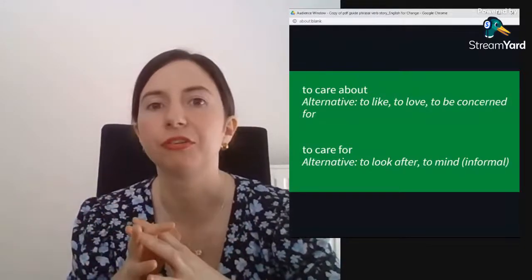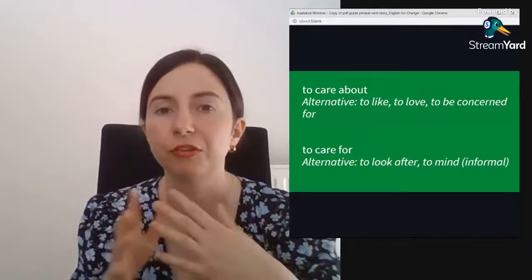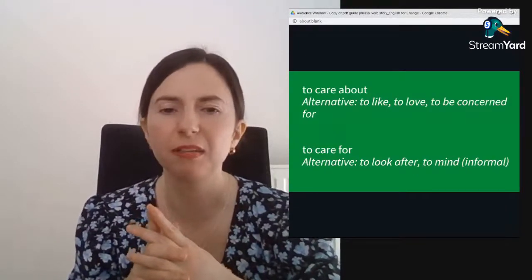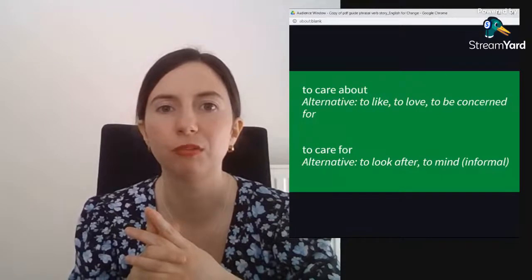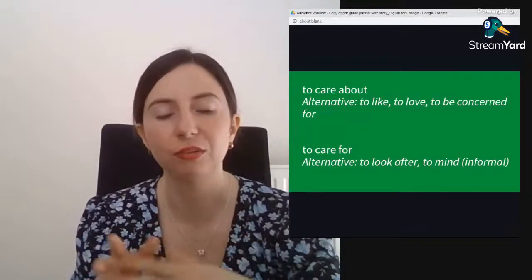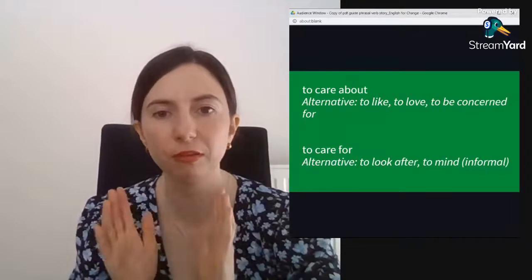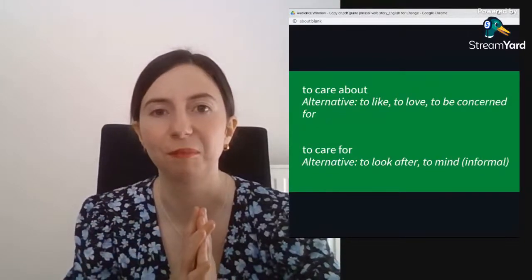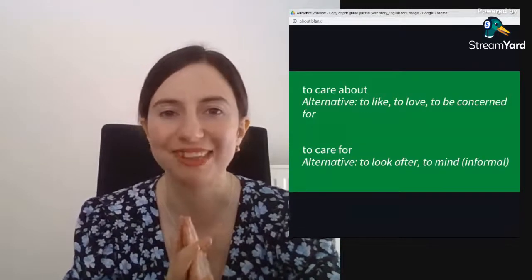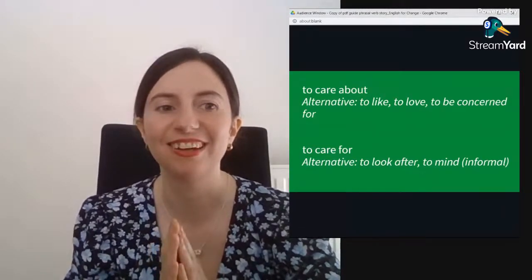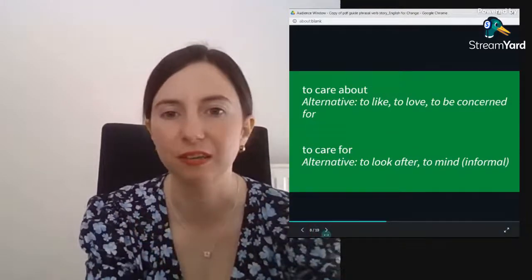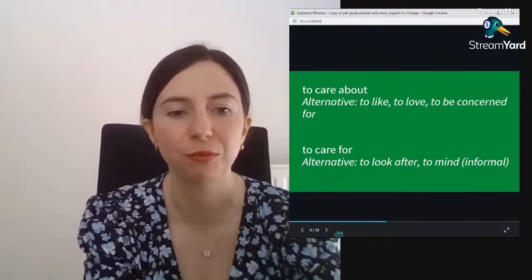But just look after it's completely different in how it is. So also to mind, it's a bit more informal, but you have the word childminder, like a babysitter, to mind a child. So that also could work. So I hope those alternatives are useful because I think you don't want to make that mistake, do you? And it can be quite confusing and difficult in the moment to try to use the right one when you're speaking.